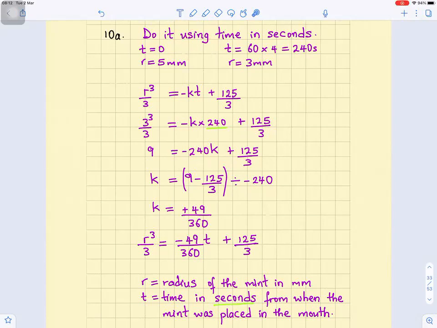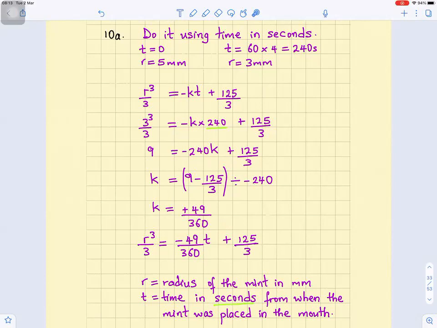So we get r cubed over 3 equals minus kt plus 125 over 3. So 3 cubed over 3 equals minus k times 240 plus 125 over 3. 240 comes from 60 times 4. And the radius is 3 millimeters. You solve that, and that will give you k to be 49 over 360.